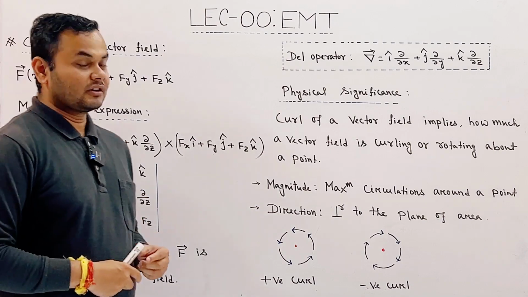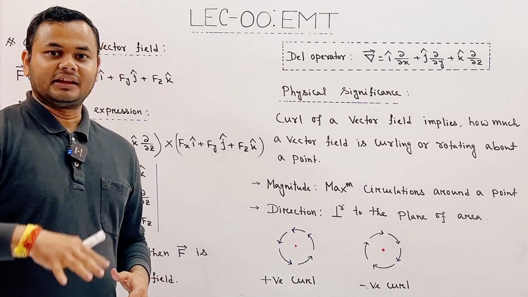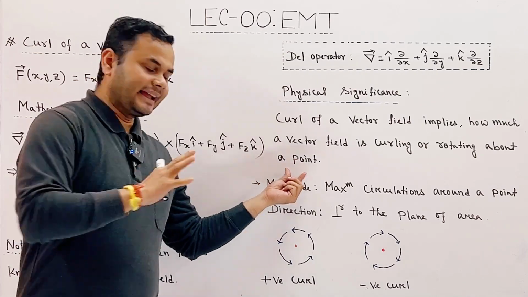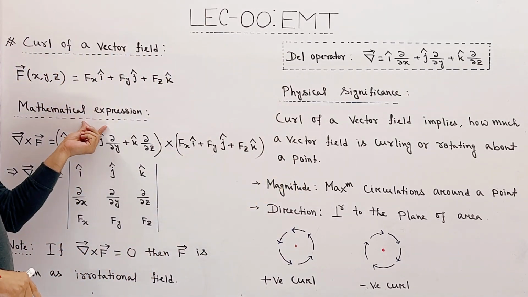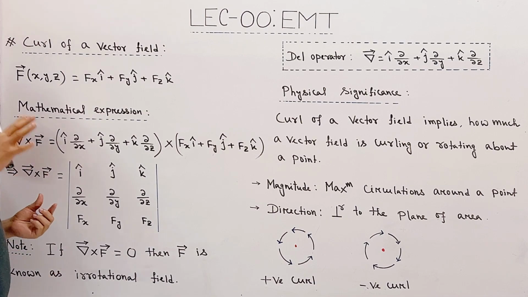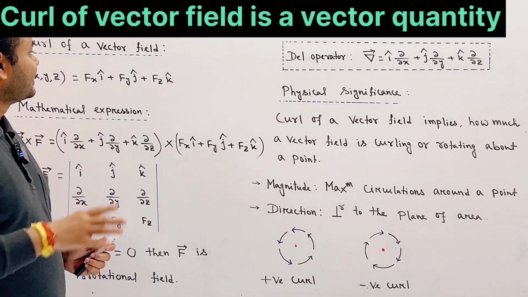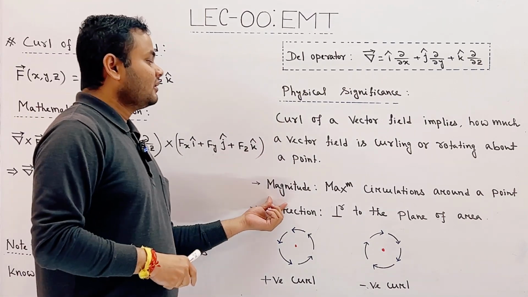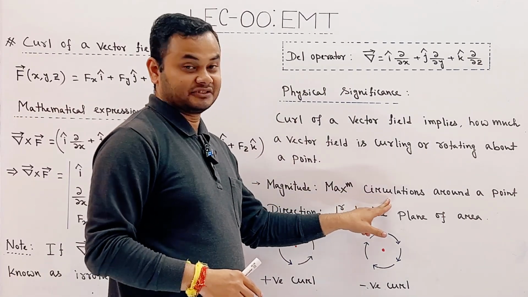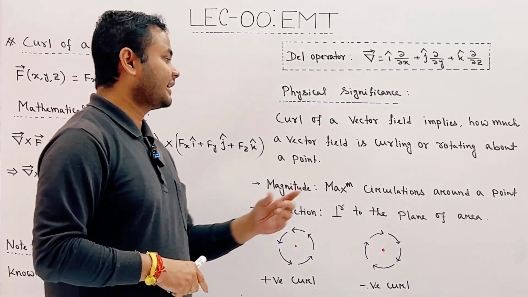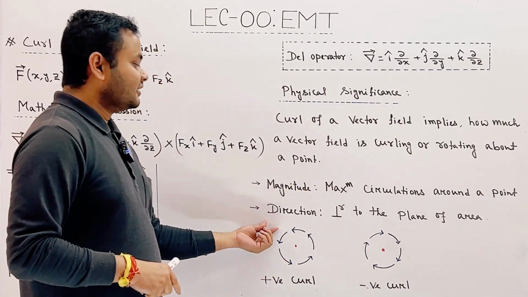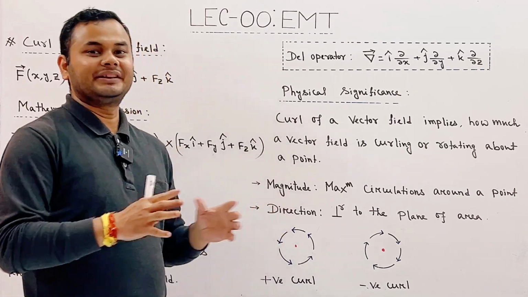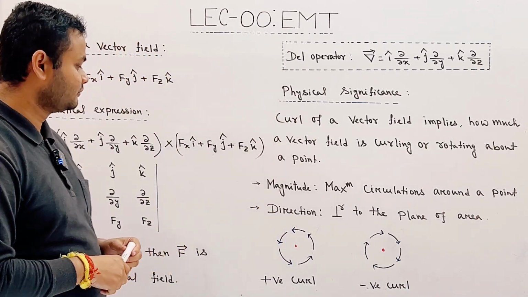Students, curl of a vector field implies how much the vector field is curling or rotating about a point. Again, from this mathematical expression we have seen that curl of a vector field is a vector quantity. That means it has both magnitude and direction. The magnitude of curl represents the maximum circulation or maximum rotation about a point, and the direction is perpendicular to the plane of area, and it can be obtained with the help of right hand curl rule.